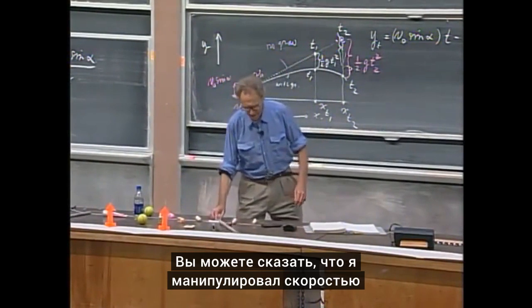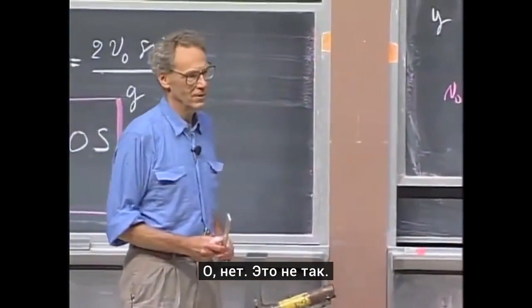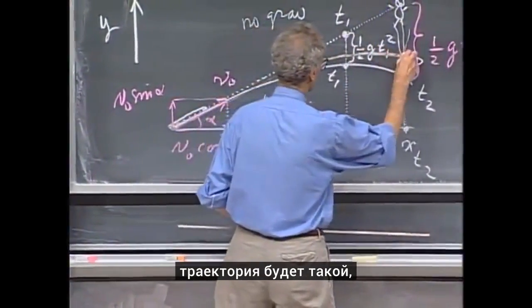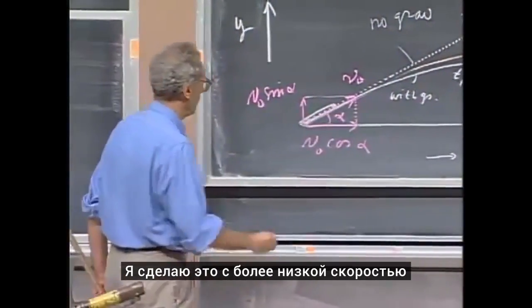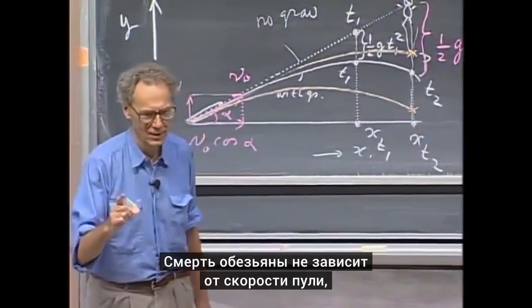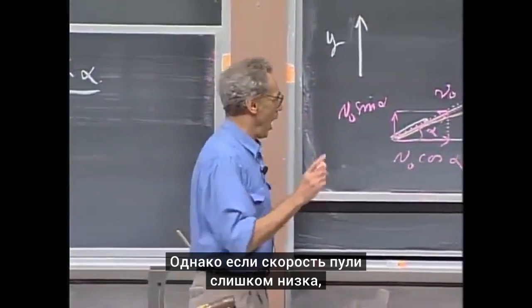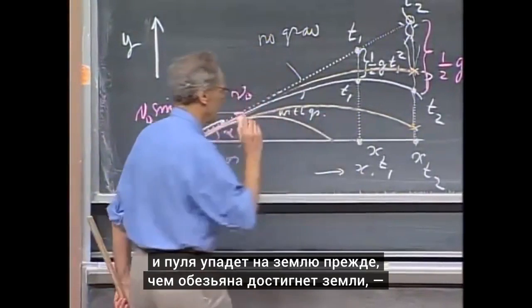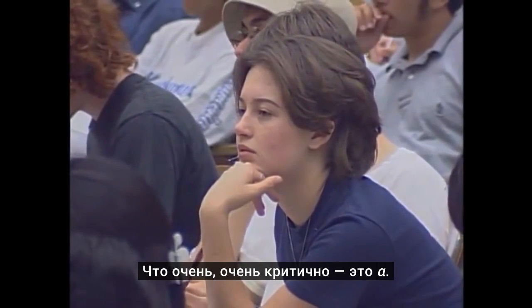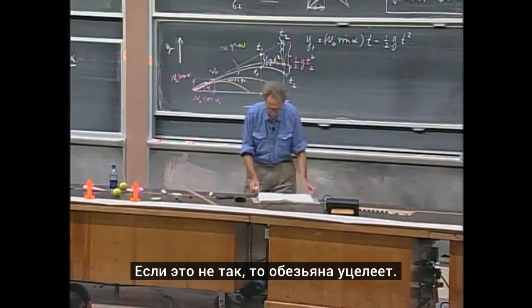You may say, well, yeah, but you have manipulated the speed of that gun just so nicely. Oh no. I can shoot that with a higher speed at the same angle alpha, and the trajectory would be this, and the monkey would be killed there. I can do it with a lower speed, and the monkey would be killed here. It's independent of the speed of the bullet, because always this part here is exactly the distance that the monkey falls in that time. However, if the speed is very low, that it hits the ground before the monkey hits the ground, well, okay, then the monkey is safe. So the only thing that is very, very critical is alpha. It must be precisely aimed at the monkey. If that's not the case, then the monkey will be safe.